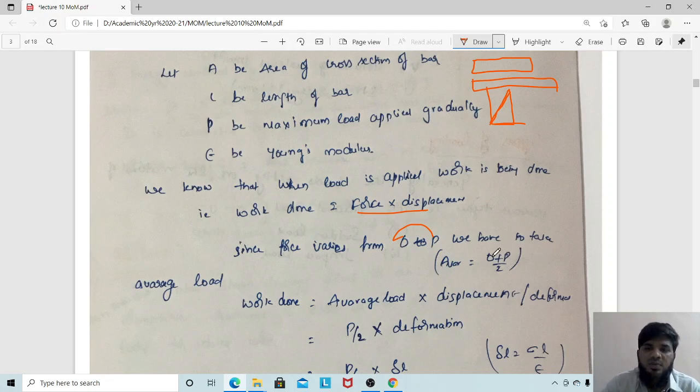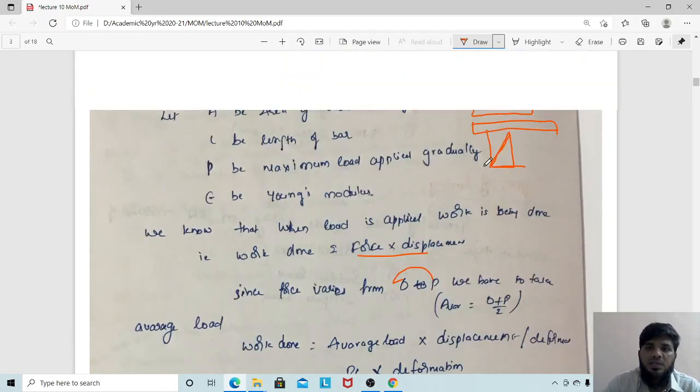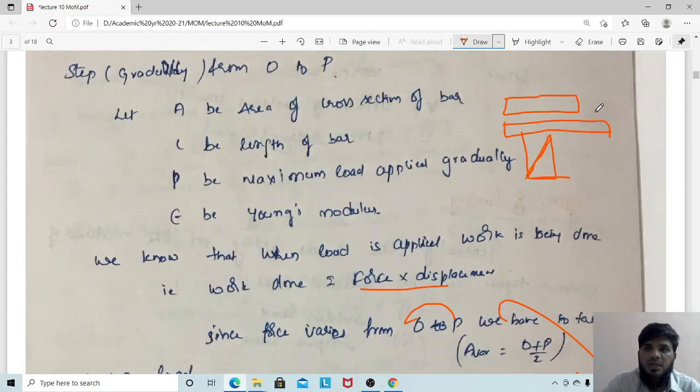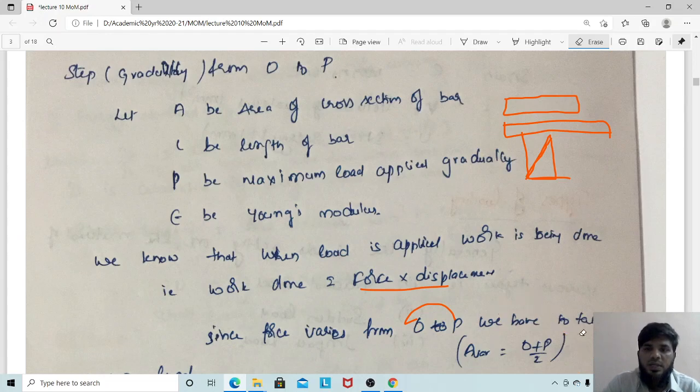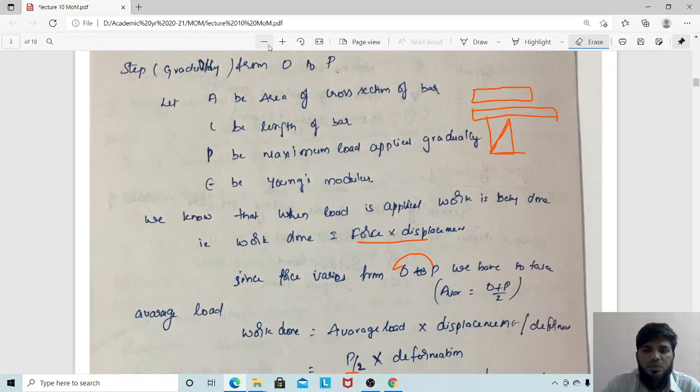What is the average of the load? 0 plus P divided by 2. So that is the average load we have got. Now the work done is equal to average load into deformation or displacement. The displacement here is nothing but the expansion of the rod, which is also called the deformation of the rod. What is the formula for the deformation? Delta L by AE. We already know the deformation formula is nothing but PL by AE.